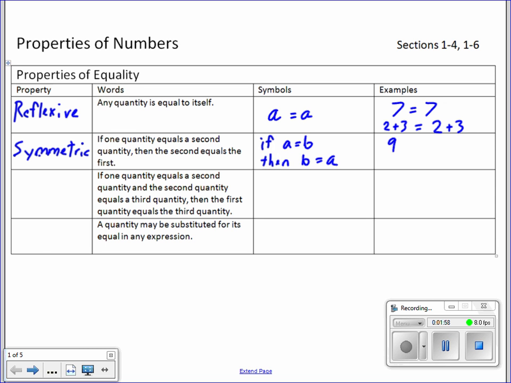So your example here, you can look at it as an equation. If 9 equals 6 plus 3, if you see 6 plus 3, you know you can plug in a 9 there.